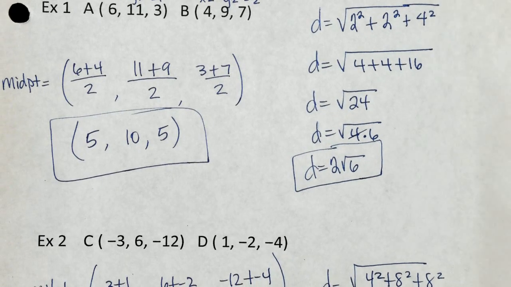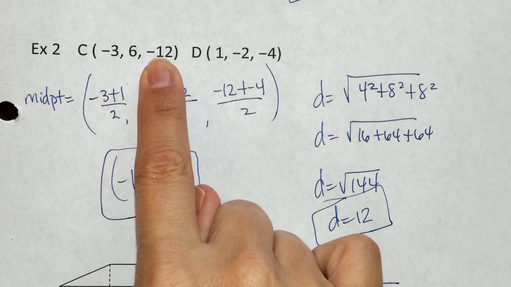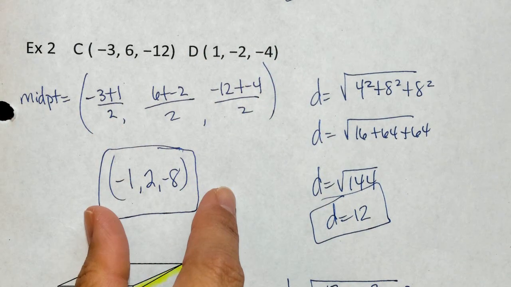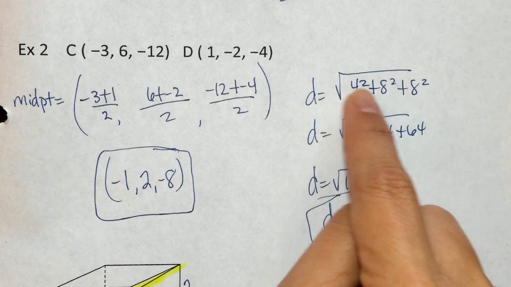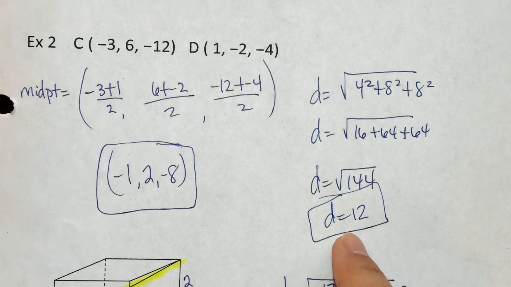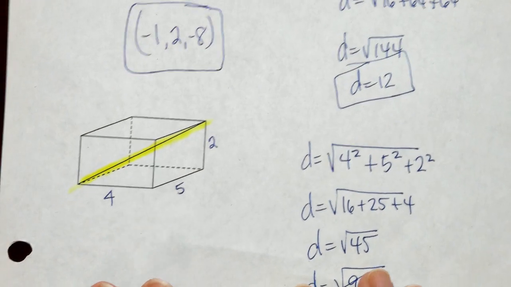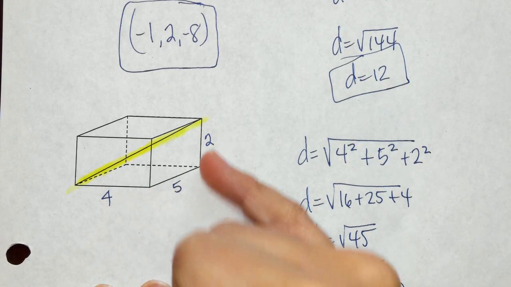All right, so example 2 is the exact same way. X, Y, and a Z. X, Y, and a Z. You would find your midpoint, averaging your X's, your Y's, and your Z's. And you would find your distance between each of those values and then reduce your radical. So let's put that into a 3-dimensional shape. Your length, your width, and your height.